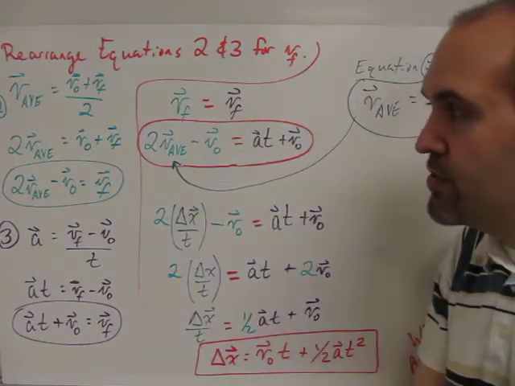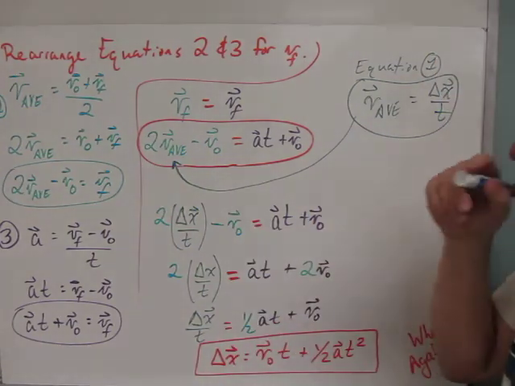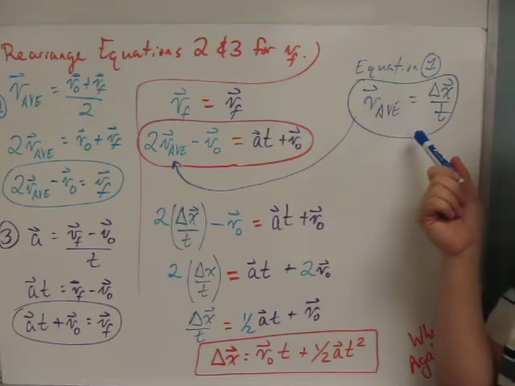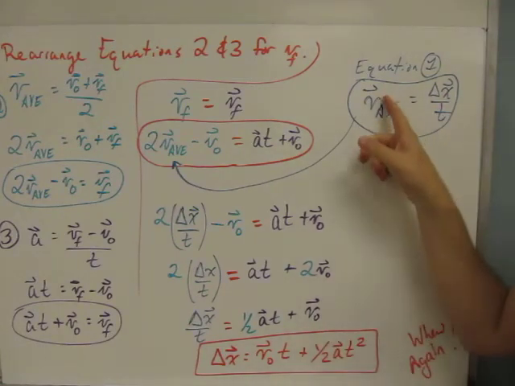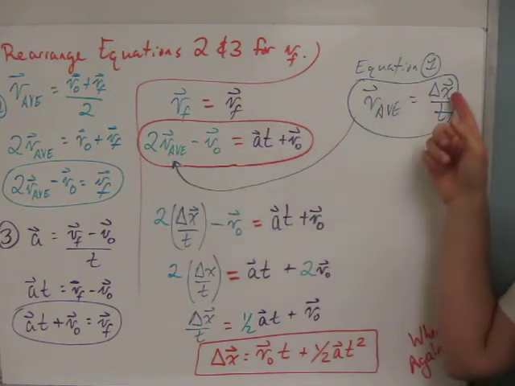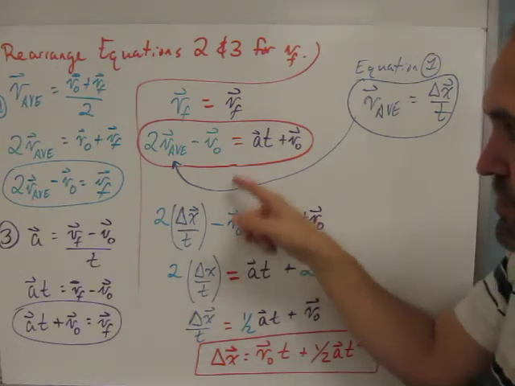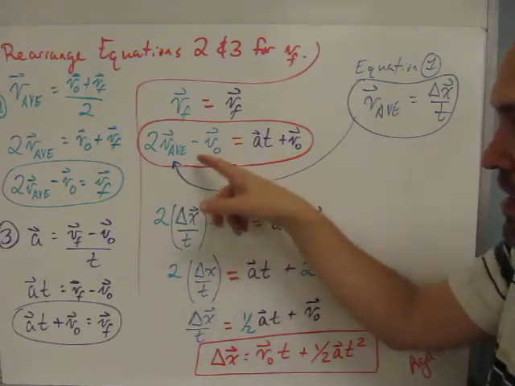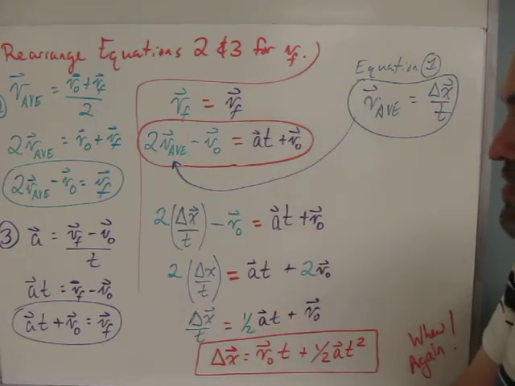So we dealt with equations 2 and 3. Now we have to do equation 1. And equation 1 is about the average velocity again, which is displacement over time. So I can just substitute that into this equation. So replace that average velocity with delta x over t. And that's what I've done here, is rewritten that with that substitution made. And then do some algebra.